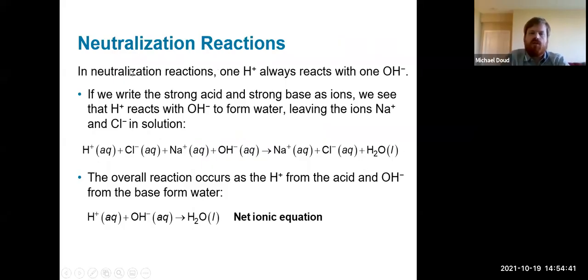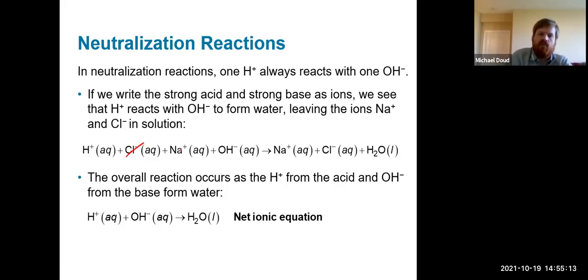So one way that you can do this basically is if you notice that you have a strong acid and a strong base, that means you have fully dissociated hydrogen ions and chloride ions in solution, along with sodium ions and hydroxide ions. That means that when this hydrogen ion meets this hydroxide ion, it's going to form a water molecule.